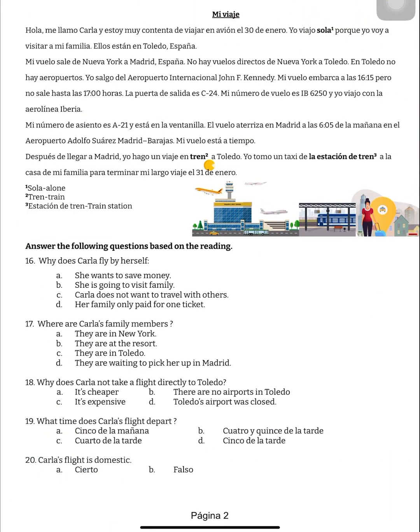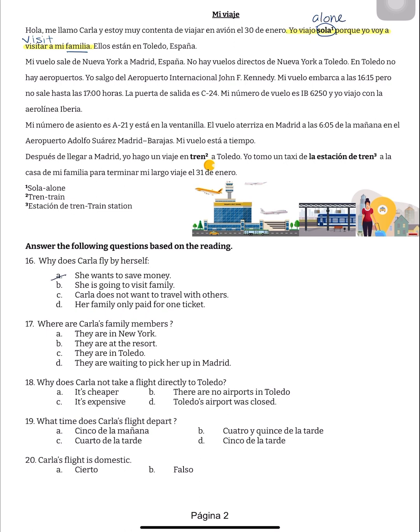Here, I'm going to start off by just simply addressing the questions and then finding where you can locate your answer. So it's asking, why does Carla fly by herself? So it tells you, hola, me llamo Carla y estoy muy contenta de viajar en el avión. Yo viajo sola porque yo voy a visitar a mi familia. Remember, visitar is visit. We should already know what familia is. And it even tells us what sola is. Sola is alone.